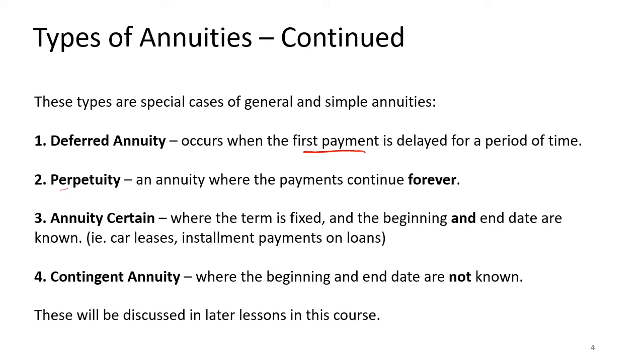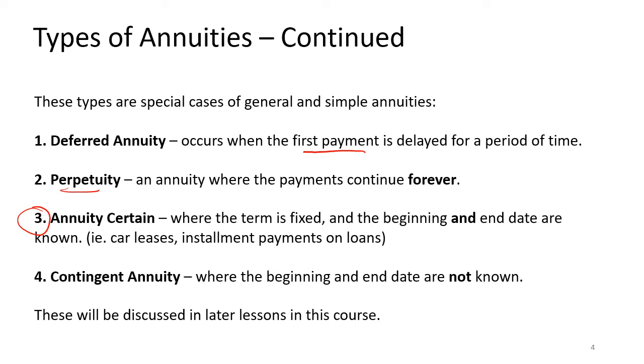A perpetuity is a pretty rare case, and that's where the payments of an annuity continue forever. Usually it'd be payments to you, and it's a certain amount of money set up so that they continue forever. The third one is the one you're going to see most often. It's called an annuity certain, and all that means is that your term is fixed, so you know the beginning and the end dates.